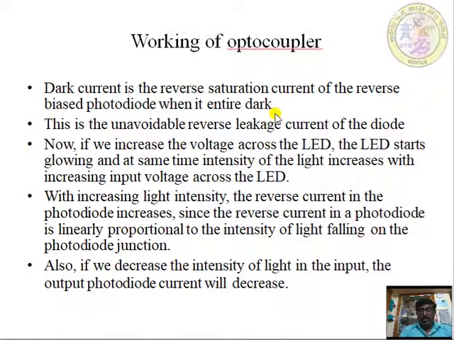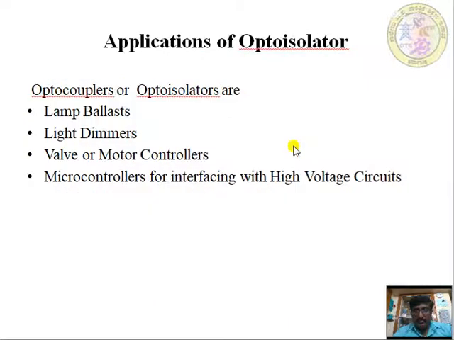Now if we increase the voltage across the LED, it starts glowing, and the intensity of the light increases with increasing input voltage across the LED. With increasing light intensity, the reverse current in the photodiode increases, since the reverse current in the photodiode is linearly proportional to the intensity of light falling on the photodiode junction. Also, if we decrease the intensity of light in the input, the output photodiode current will decrease.